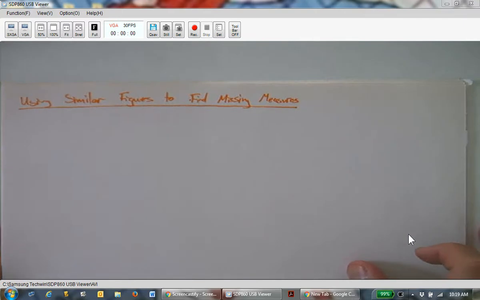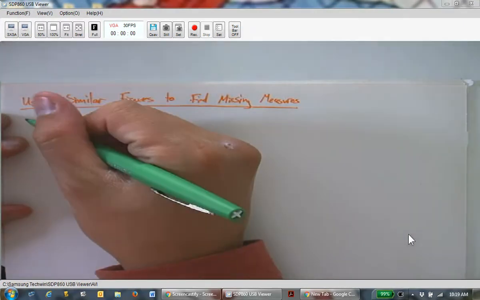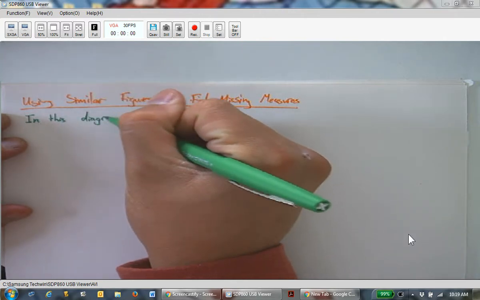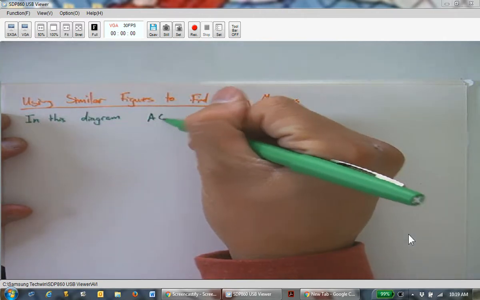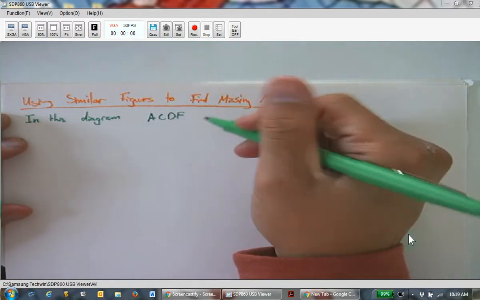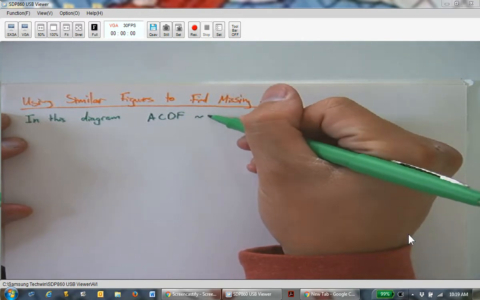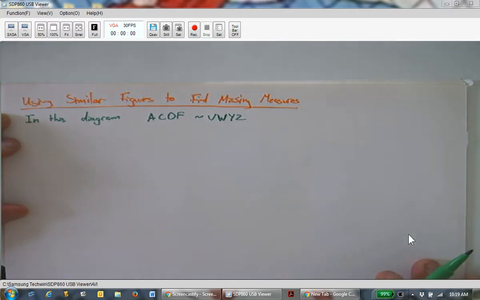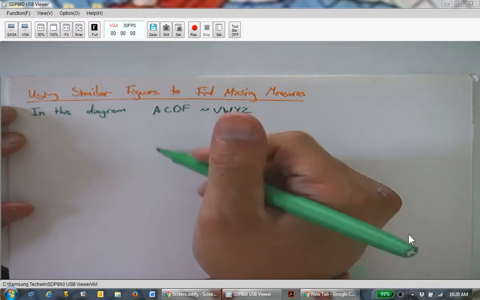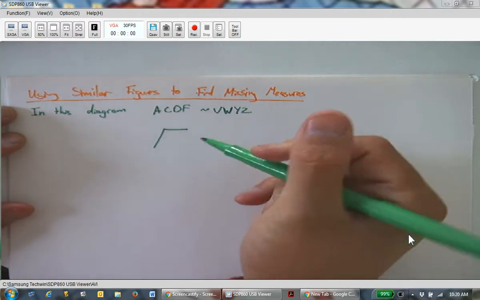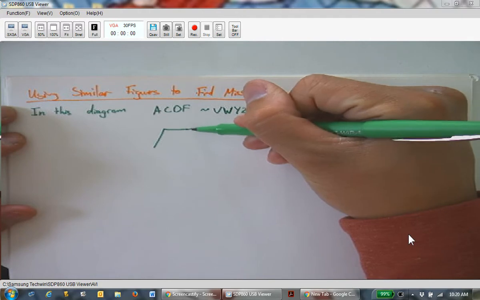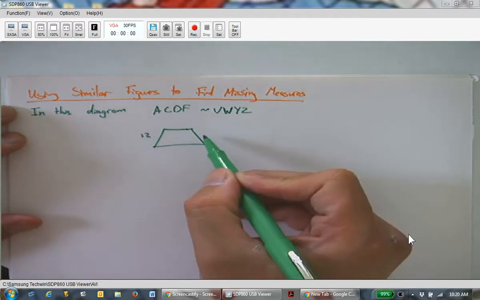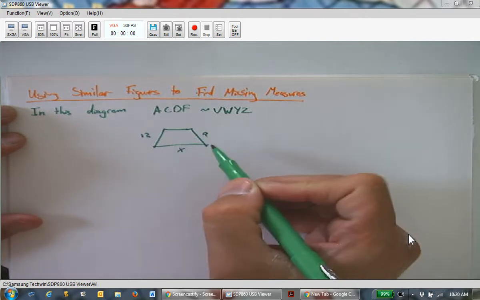Okay. So I'm gonna say in this diagram, ACDF is congruent to VWYZ. And you might be wondering, what is he doing? What is he saying? Here it looks like a trapezoid, but I'm not going to say it is a trapezoid. It's just a quadrilateral to be a little bit more specific. This side length is 12. This side length is 9. And this is X. Let's name it.